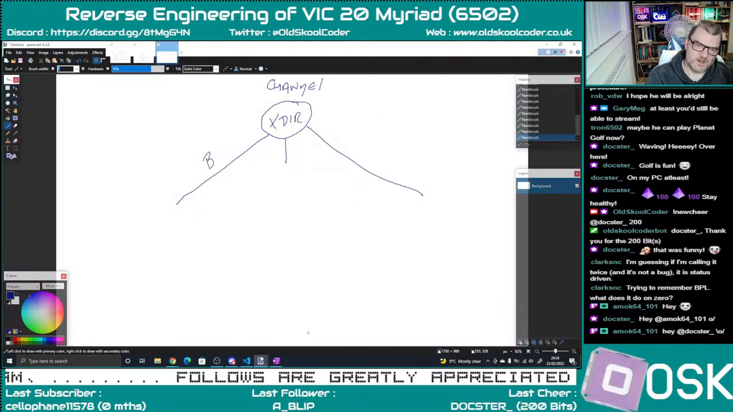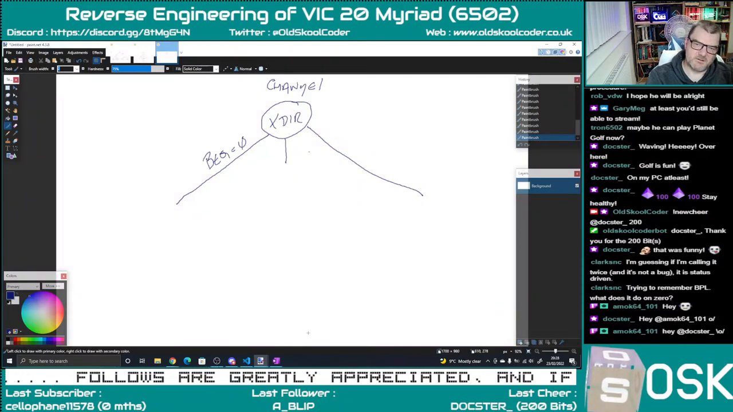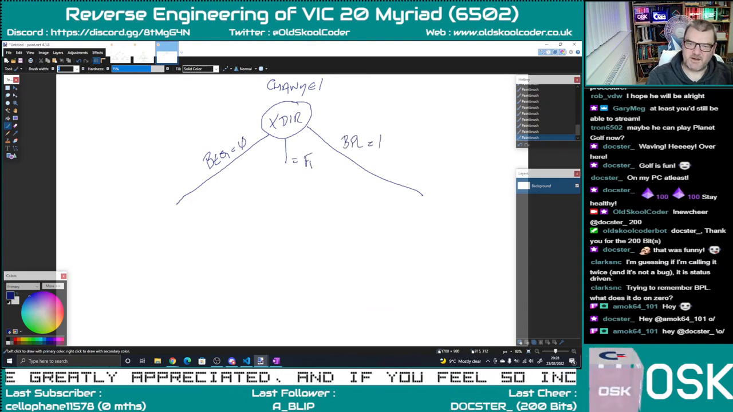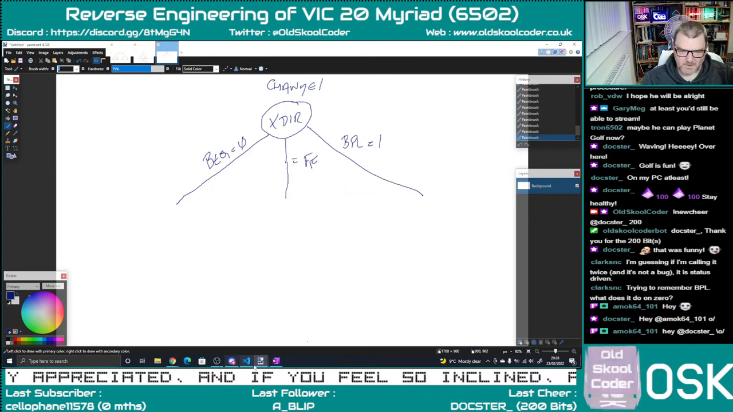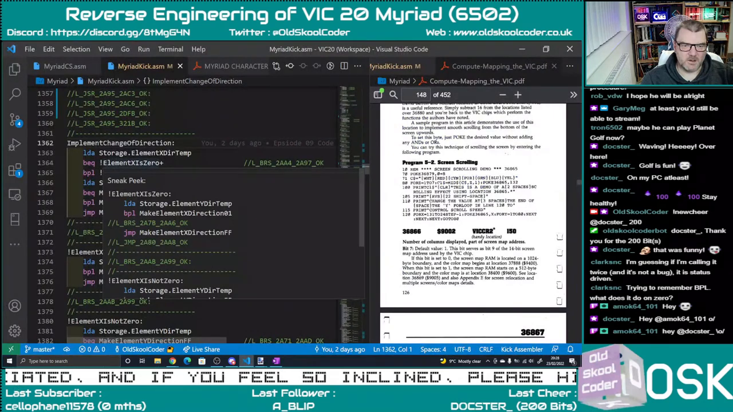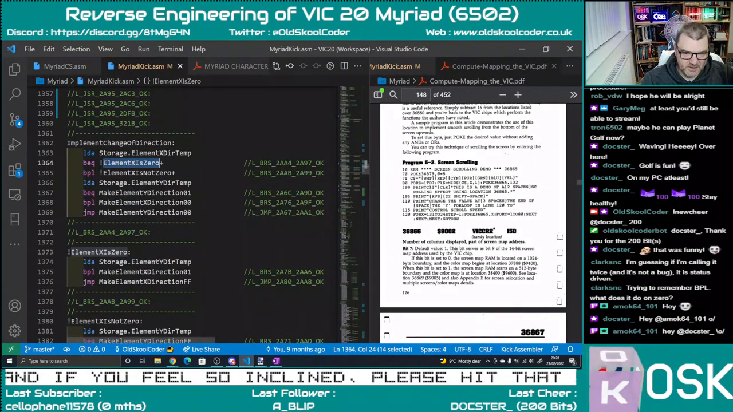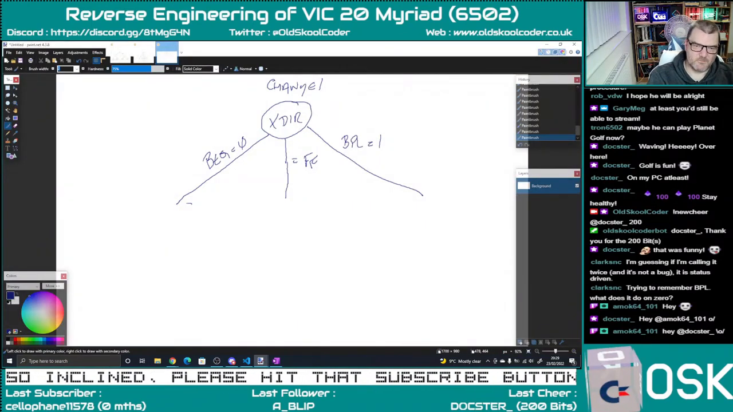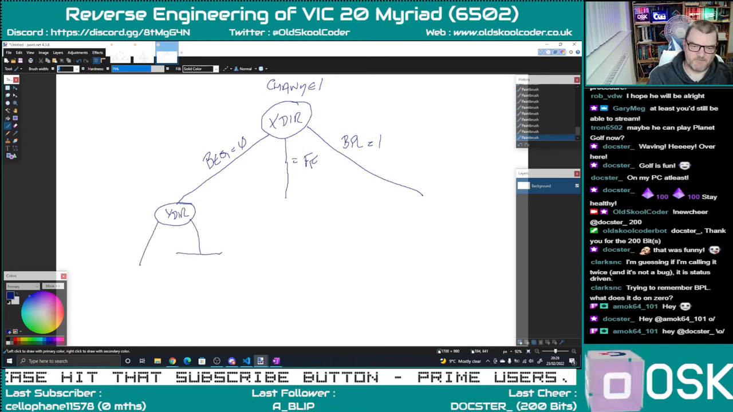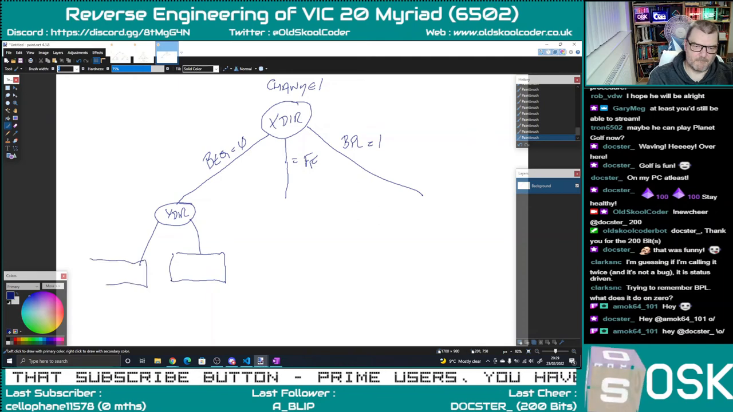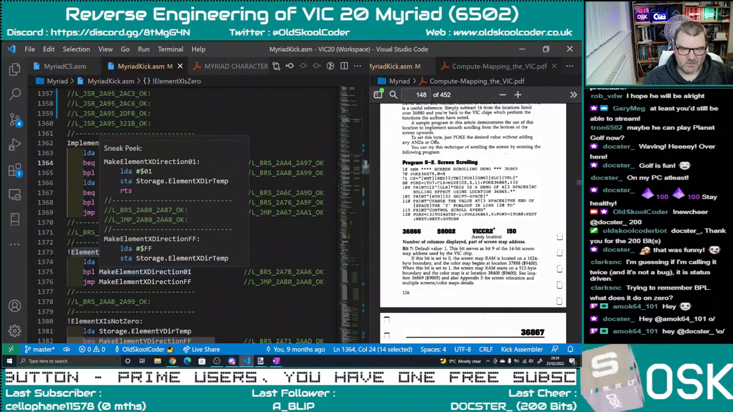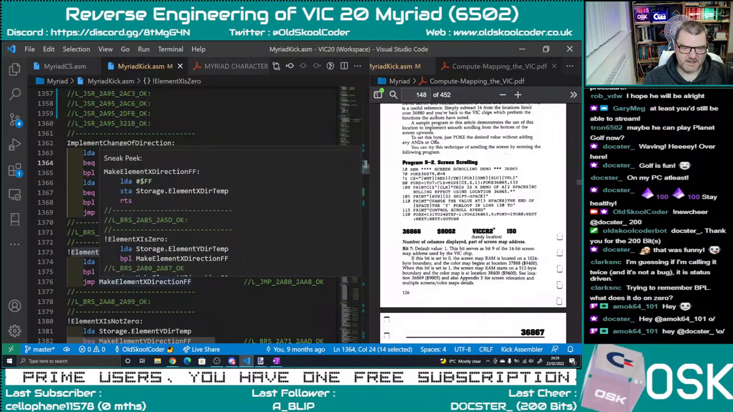Branch if equal means equal 0, branch if plus means equal 1, and this one is equal to FF, which is branch if minus. So let's look at the branch if equal to 1, which goes there and is looking at YDIR, which has two branches off it. Plus is X equal 1, everything else is X equal FF.